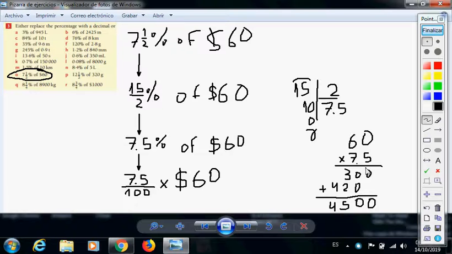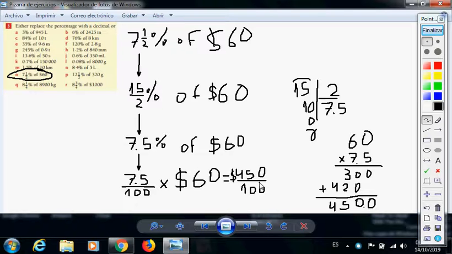How many decimals will the answer have? Well, since here we only have one decimal, the result will have only one decimal, that is 450. So we have to put 450. Don't forget to put the 100 here, because we haven't done anything with it yet. And the dollars, I almost forgot to put it.